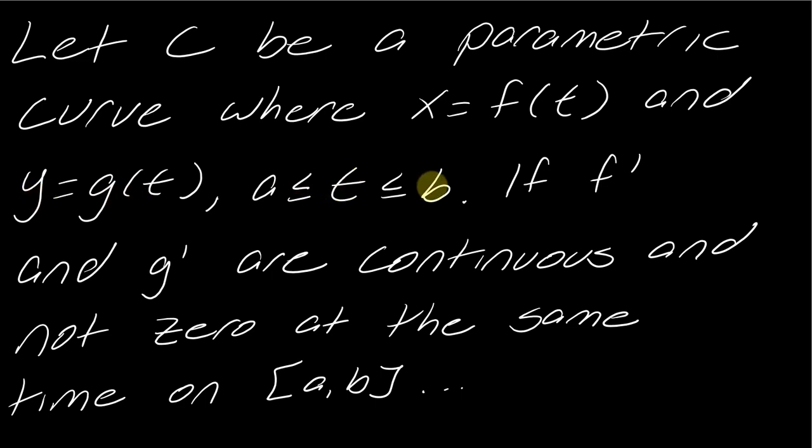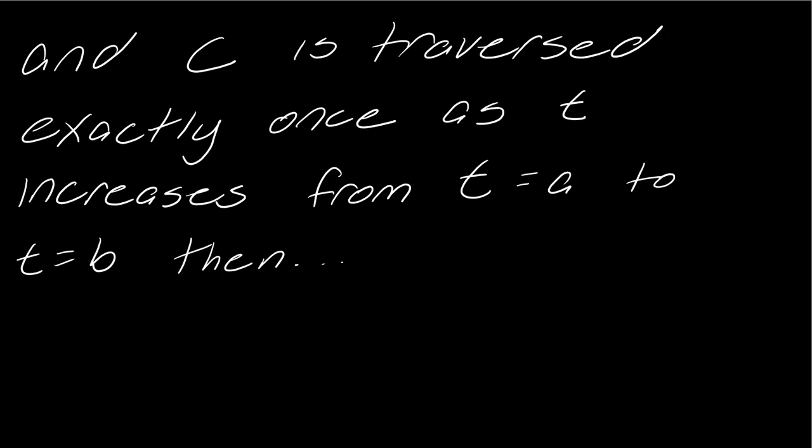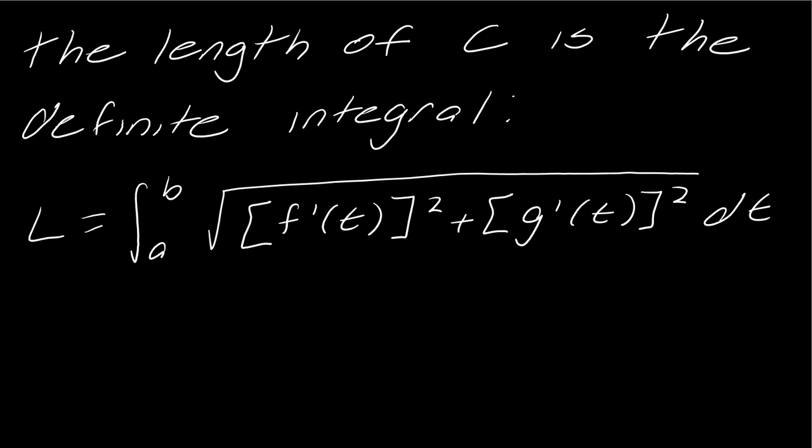So if f prime and g prime are continuous and not zero at the same time on our closed interval, and if C is traversed exactly once as t increases from a to b, then the length of that curve C is defined by this definite integral. So we've got the integral from a to b of the square root of f prime of t squared plus g prime of t squared.